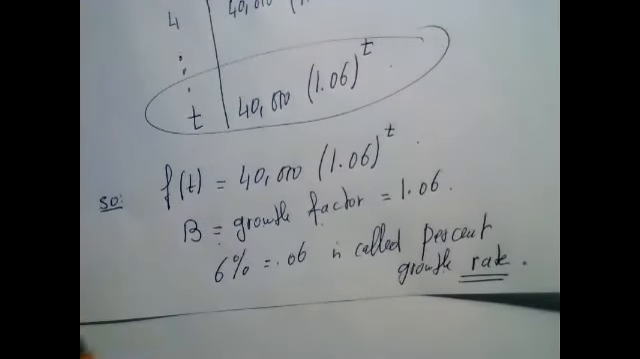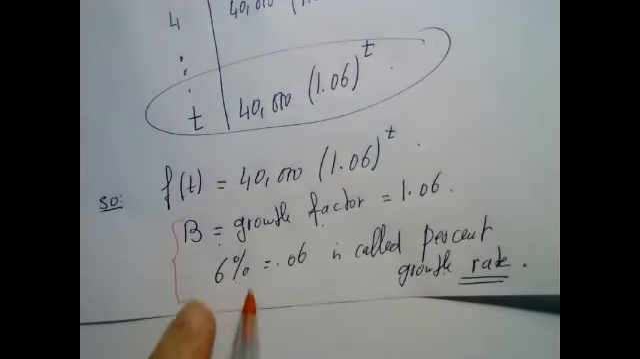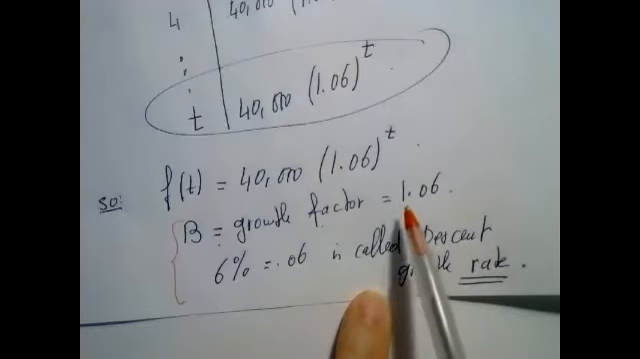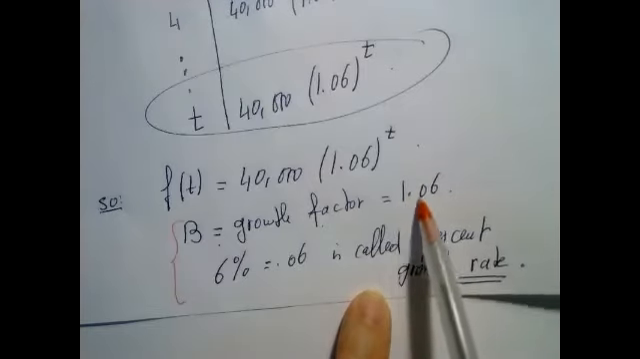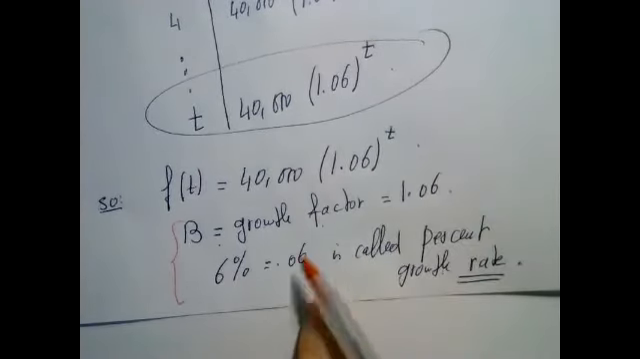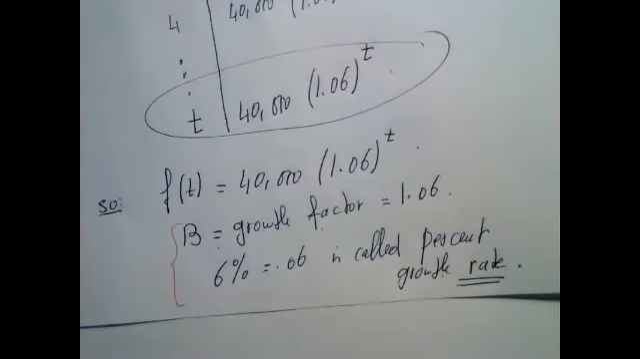Before I start building the relationship between those two ideas, I'm going to give you one more scenario, and then we see what relates the growth factor and the growth rate. The growth rate is the percent by which the money is growing. Every year it's growing by 6%. The growth factor is basically 1.06. It means the 100% plus the 6%, which is basically 1 plus 0.06.